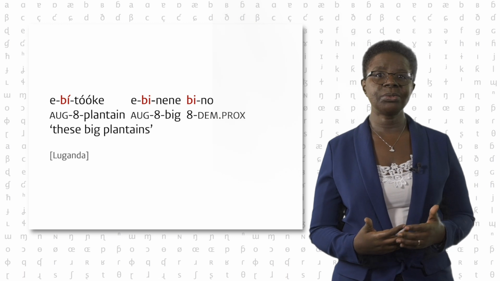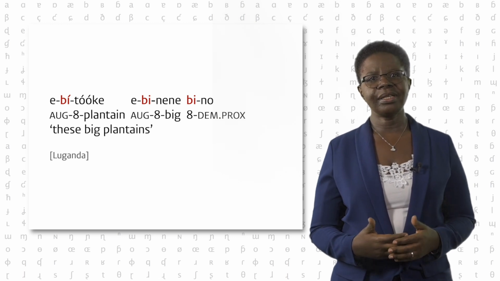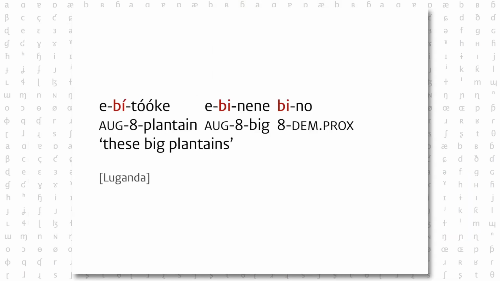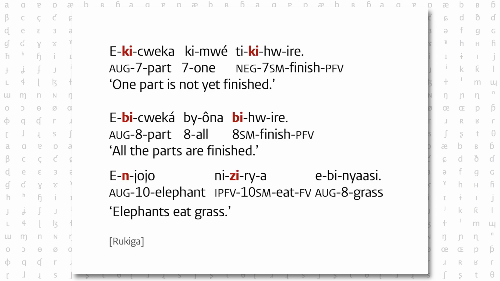In this example from Luganda, the noun agrees with the demonstrative and adjective in noun class coded with the prefix ki. The same nominal prefix appears on the demonstrative and adjective. The noun class of the subject also determines the subject marker on the verb. For classes 7 and 8, this subject marker is the same as the noun class prefix. For class 10, the noun prefix is a nasal and the subject marker is zi. This shows that the subject prefix is not always morphologically identical to the prefix of the subject noun.